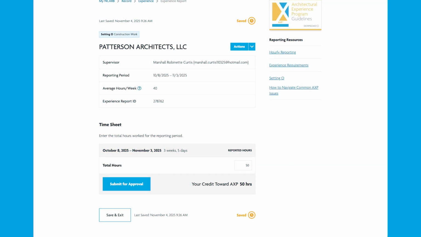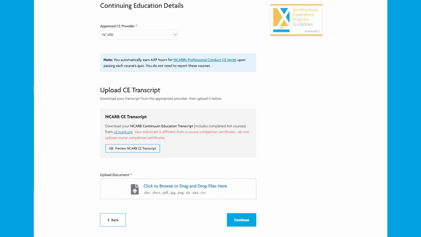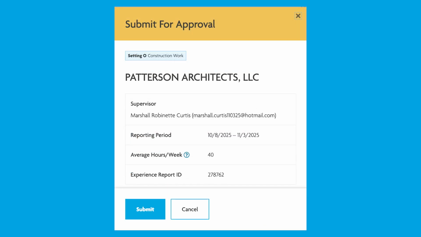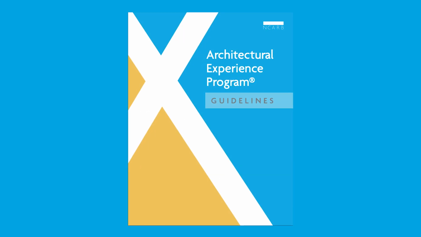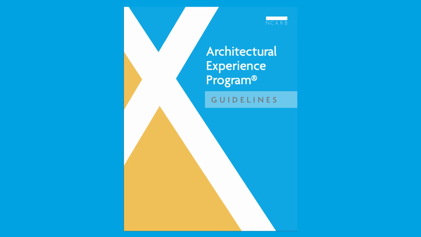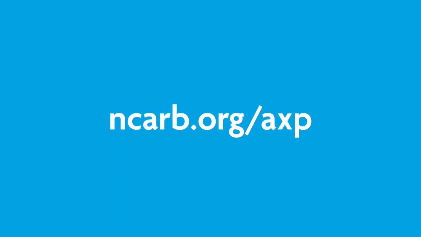Depending on the experience, you may need to enter when you earned your experience and the hours you earned in each experience area, upload additional documentation, and/or receive approval from NCARB, an AXP supervisor, or a mentor. Review the AXP guidelines to understand what information must be included when you submit your experience. To learn more about the AXP, go to ncarb.org/AXP.